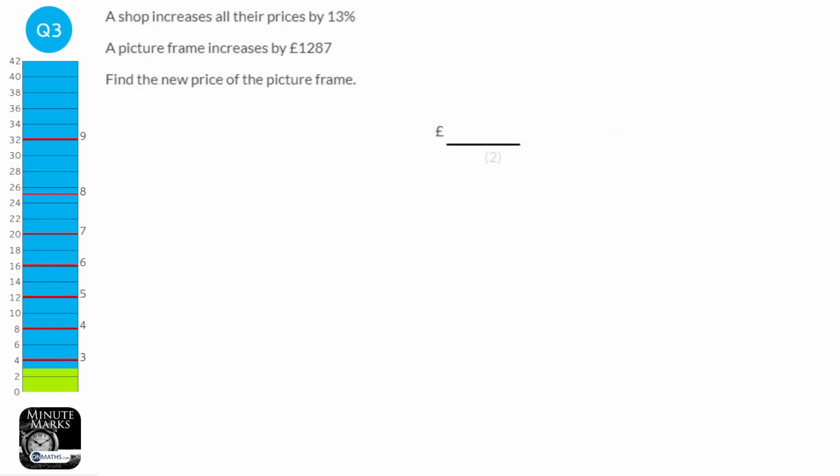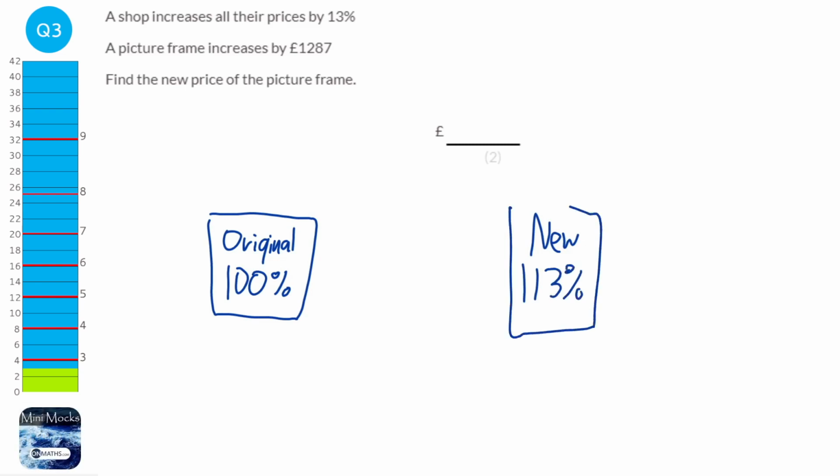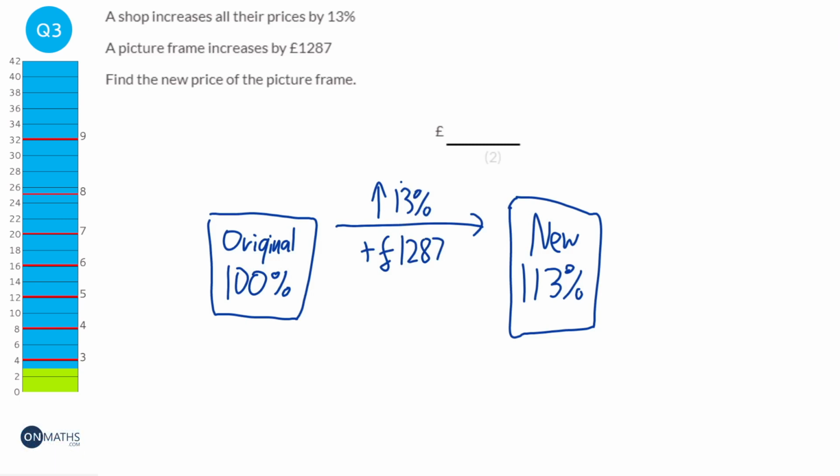So we have an original amount, and this represents 100% of the original amount. The new price, the new amount, represents 113%, because it has said that it has gone up by 13%. So it has increased by 13%. And as a value, that increase is £1,287. So it's 13% of the original. It's gone up 13% of the original price.